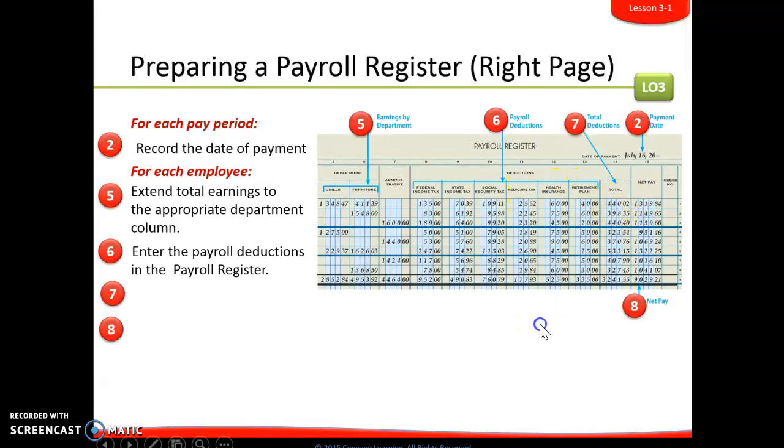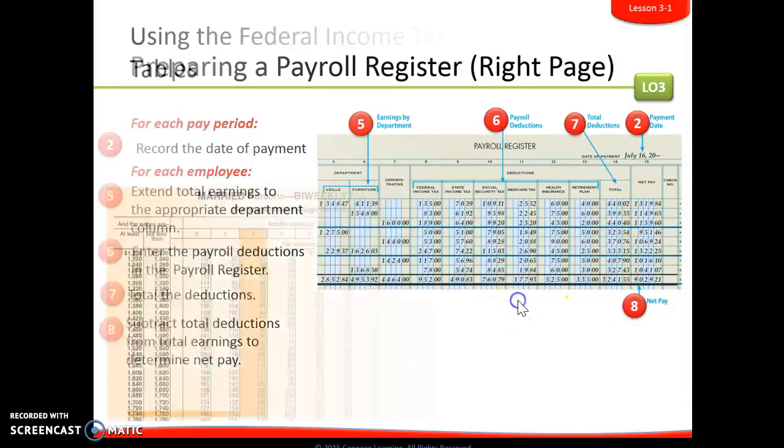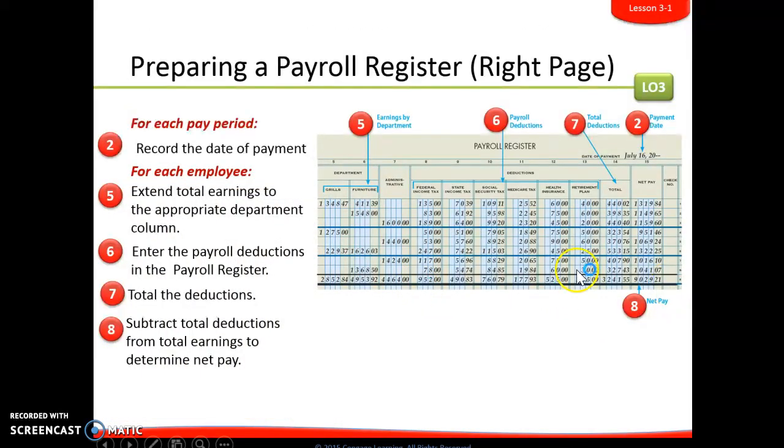And then this, number 7, is going to be our total deductions. So all of those deductions added together will give us our total. Number 8, we're going to take our earnings minus our deductions to go ahead and get our net pay. Is that it? Yep. And then again, they're totaling up all of these at the bottom.